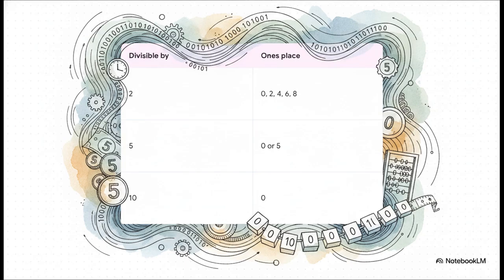If you want to know if a whole number is divisible by 2, just check if the ones place is a 0, 2, 4, 6, or 8. To check if it's divisible by 5, the ones place must be either 0 or 5. And to check for divisibility by 10, that digit in the ones place simply must be 0. It's an incredibly fast trick, and it's all made possible by the underlying structure of place value.